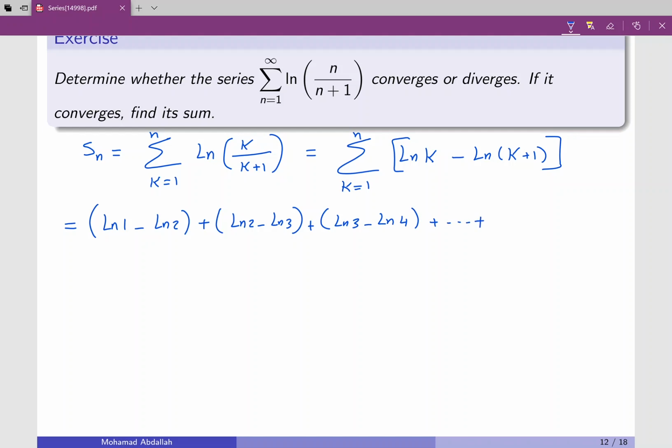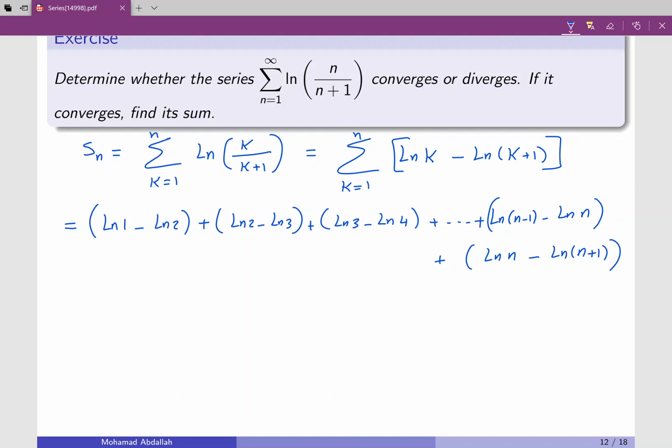Let me write the last two terms. When k is n minus 1, I get ln of n minus 1 minus ln of n minus 1 plus 1, which is ln of n. Plus the last term: when k is equal to n, I get ln of n minus ln of n plus 1. Notice that this is a telescoping series.